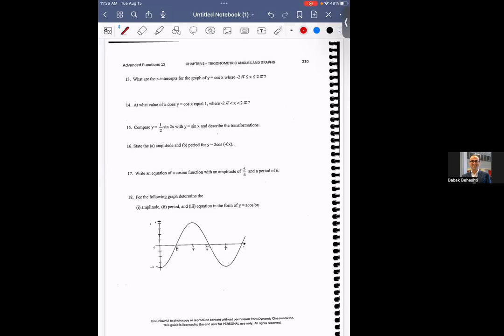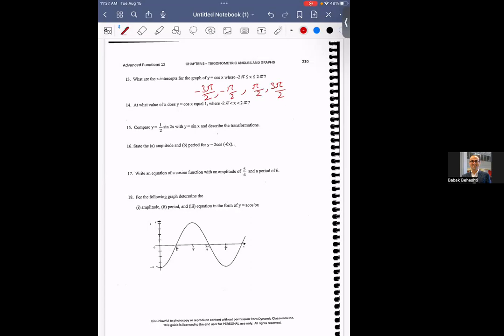So you have to look at the roots between minus 2 pi and 2 pi. One is pi over 2. And then 3 pi over 2. And then minus pi over 2. Exactly. So you have to look at this specific interval, minus 2 pi to 2 pi.